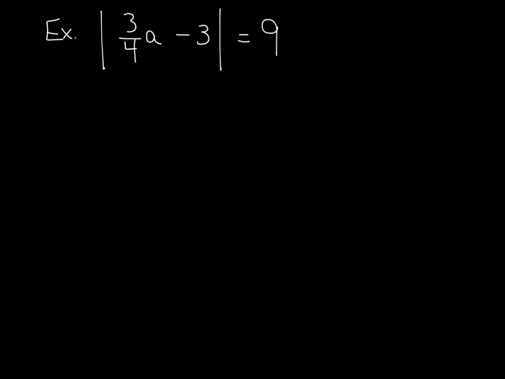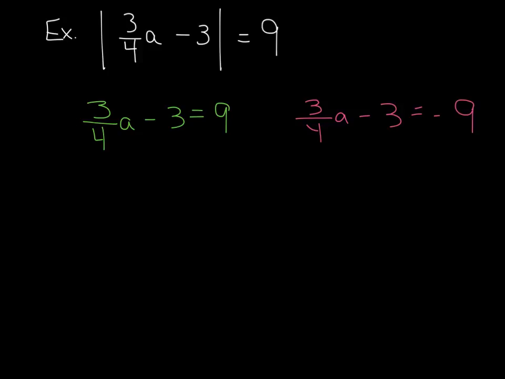Okay, so now the problem just looks uglier, but the steps are still the same. So even though there's a fraction attached to that a, there could have been any coefficient attached to that a, our steps still are going to remain the same. We have an absolute value. It's set equal to a positive number, which is what we want. So we're going to set it into two equations. We're going to have 3/4 a minus 3 equals +9. And I'm going to change the color. And we're going to have 3/4 a minus 3 is equal to a negative 9.